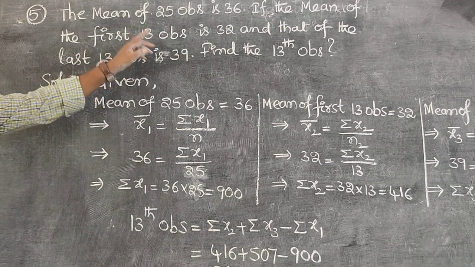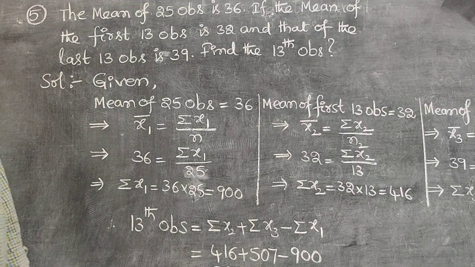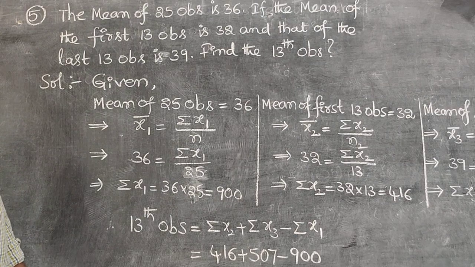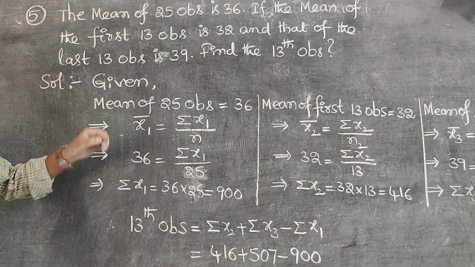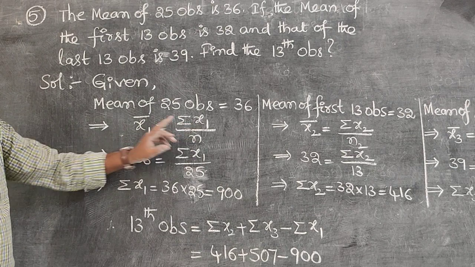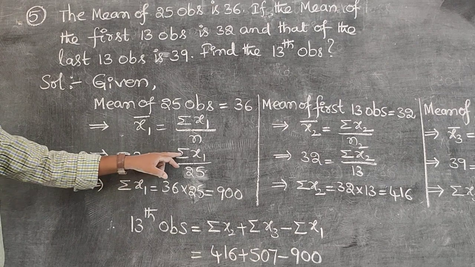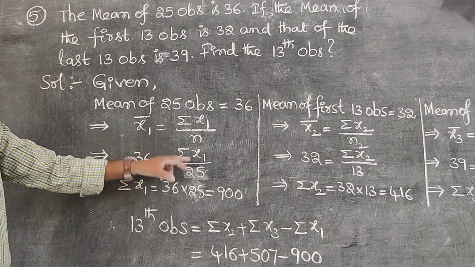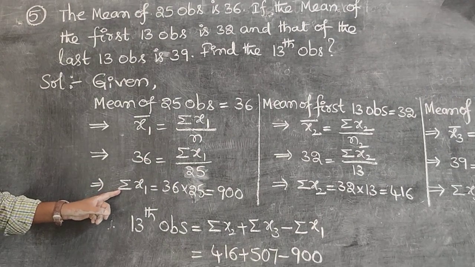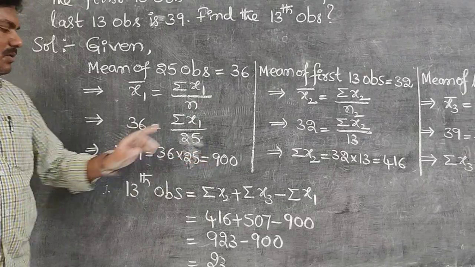Mean of 25 observations equal to 36. We know that mean equal to the sum of observations by the number of observations. By using the formula, consider the first 25 observations, x1 bar equal to summation x1 by n. So the mean value is given, that is 36 equal to summation x1 by 25, and go for cross multiplication. Then summation x1 equal to 36 into 25 equal to 900.